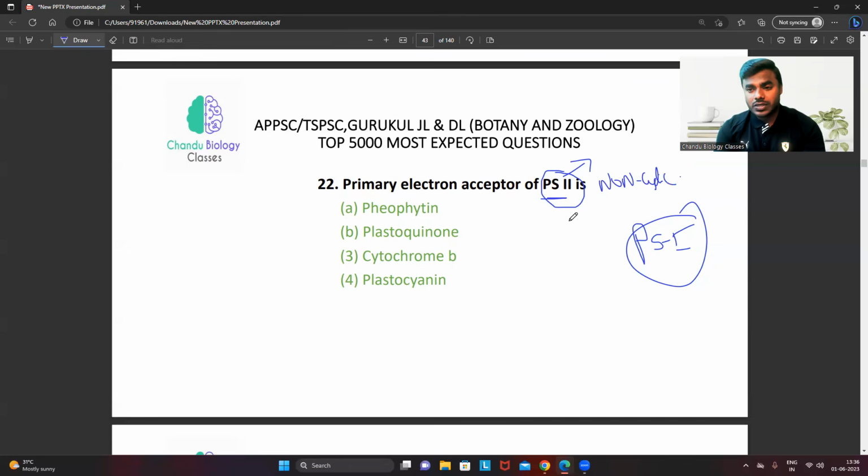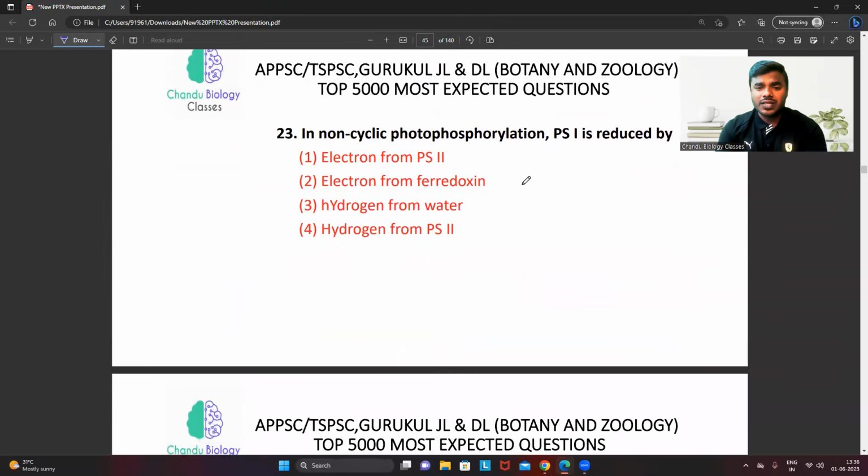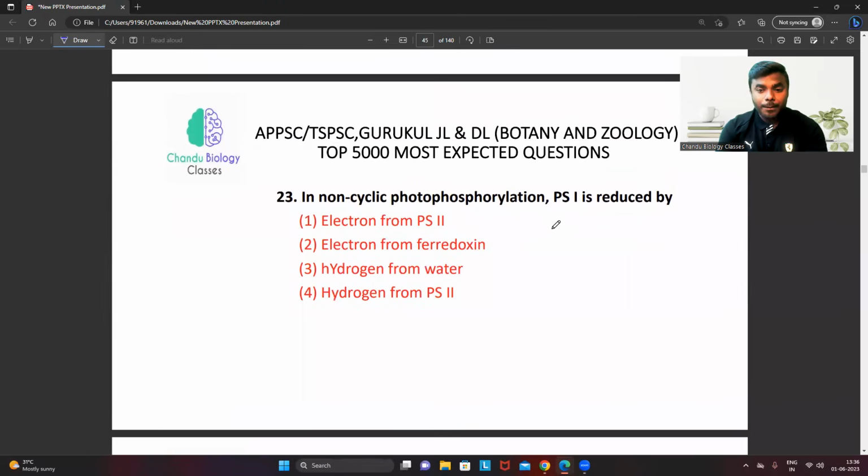In the morning class also, I explained it to all of you very clearly. In the non-cyclic photophosphorylation, who is the first electron acceptor? Pheophytin. Never ever confuse with this. Now, in non-cyclic photophosphorylation, PS1 is getting reduced by, that's a very important point, obviously from the PS2 only.